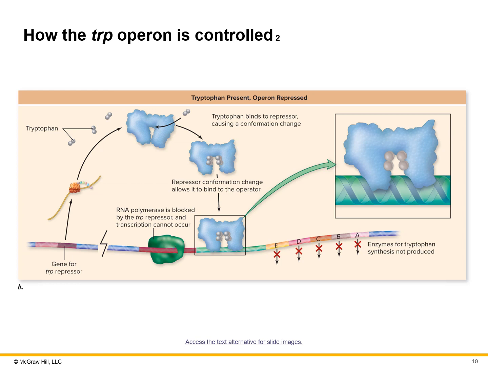Now, eventually, after transcribing these genes and translating these genes, you're going to have all the enzymes necessary for producing tryptophan, and therefore tryptophan is going to be produced in the cell. As tryptophan accumulates, it begins attaching to these repressors. These repressors change their shape in response to the binding of tryptophan, and they attach to the operator of the operon. And this prevents RNA polymerase from transcribing the operon, and therefore it halts the production of tryptophan.